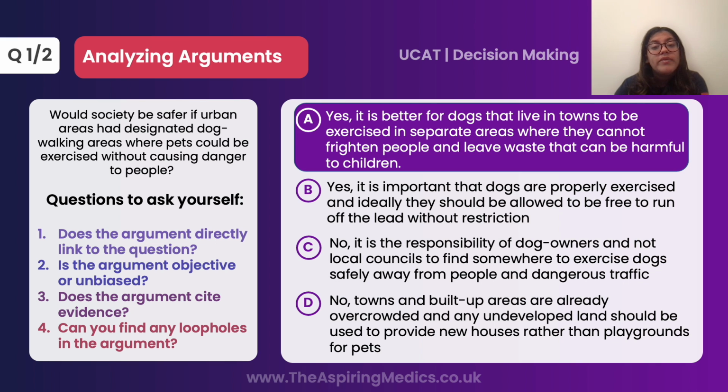And another really common thing that you'll see in this type of question is that all the 4 options are actually true. So for example, it is important that dogs are properly exercised and should be able to run freely wherever they want, and it is true that there is overcrowding in towns and stuff. So all of these arguments are true. However, not all of them are directly related to the question, and not all of them are relevant, and that is how you will identify the correct answer. So we hope that that helped.